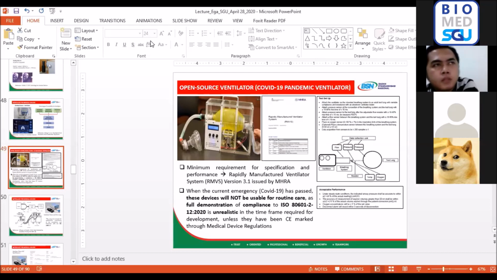Okay, so maybe I have explained in my presentation before that the open source ventilator, which is designed by a university or an industry or company, should pass the compliance requirements from the BPFK.